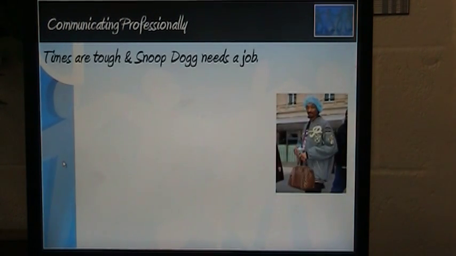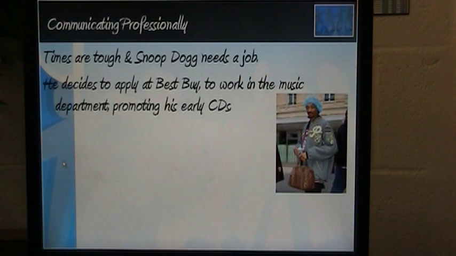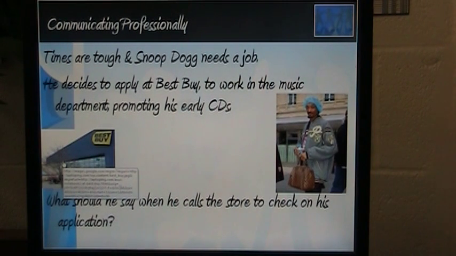Let's go through an example that applies the professional etiquette and protocol of communicating professionally. Times are tough and Snoop Dogg needs a job. He decides to apply at Best Buy to work in the department promoting his early CDs. What should he say when he calls the store to check on his application?